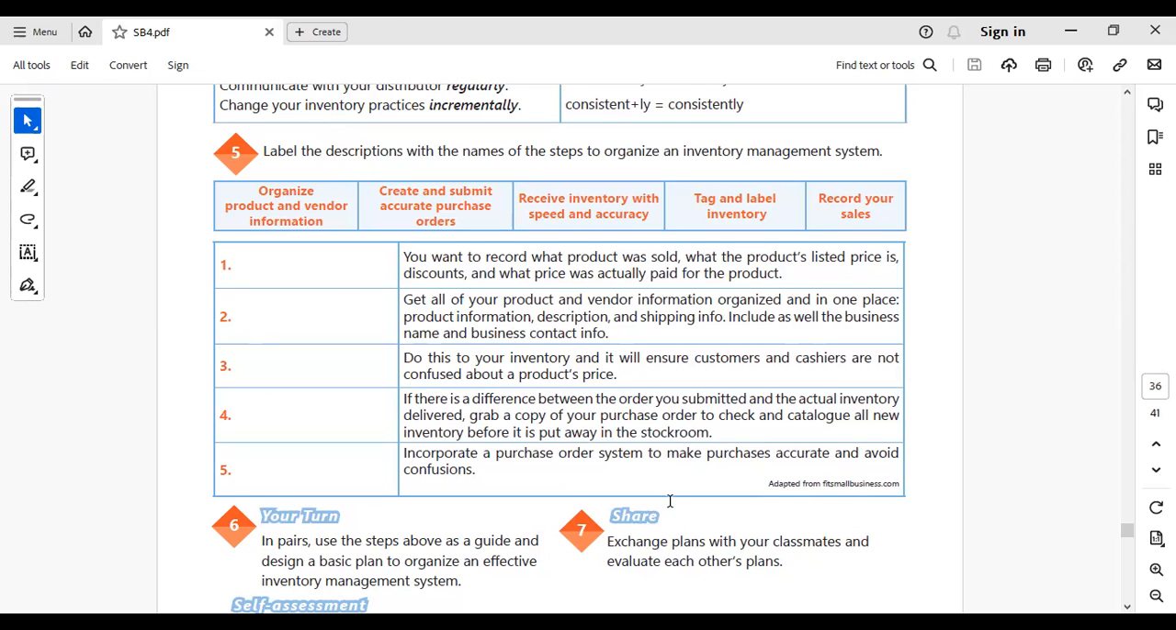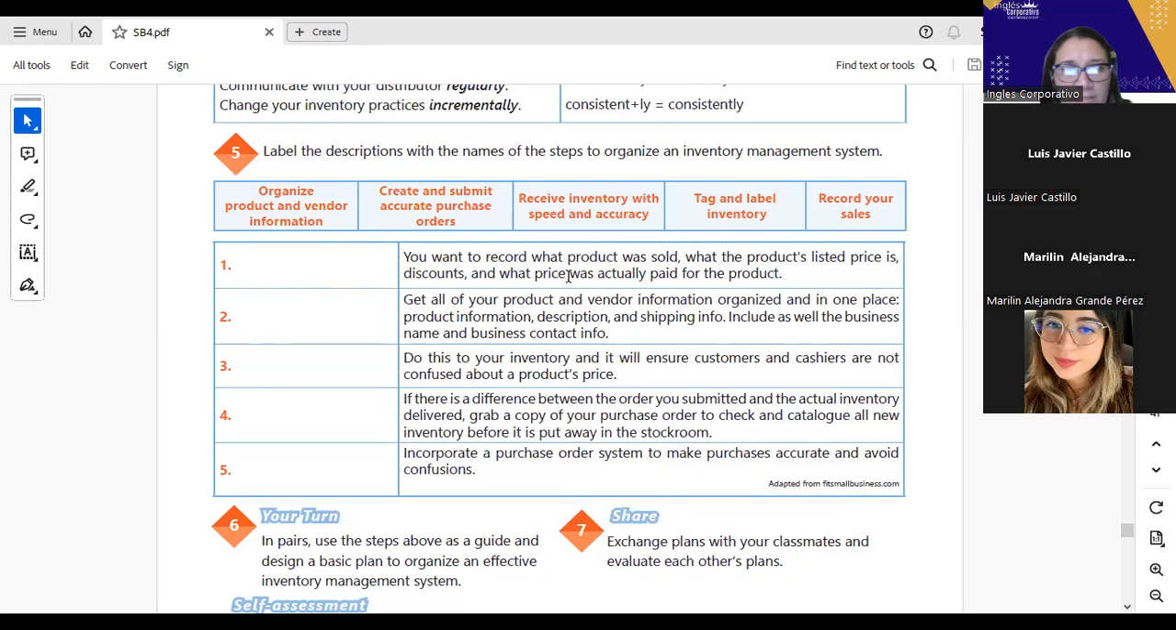All right, so let's say this is number one, number two, and so forth. You want to record what product was sold, what the product's listed price is, discounts, and what price was actually paid for the product. What is the step? Record your sales. That would be record your sales, definitely. So we're going to put number one right here so we don't have to be rewriting everything, okay?